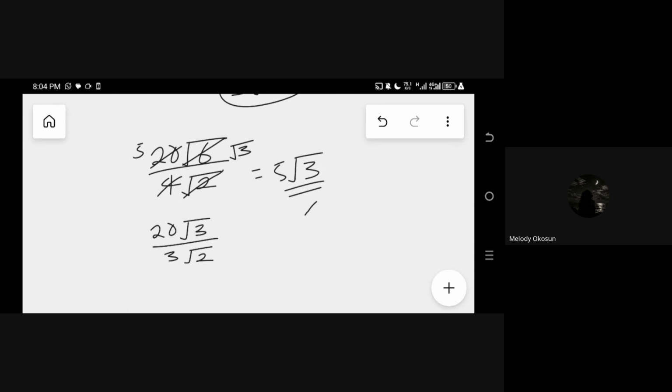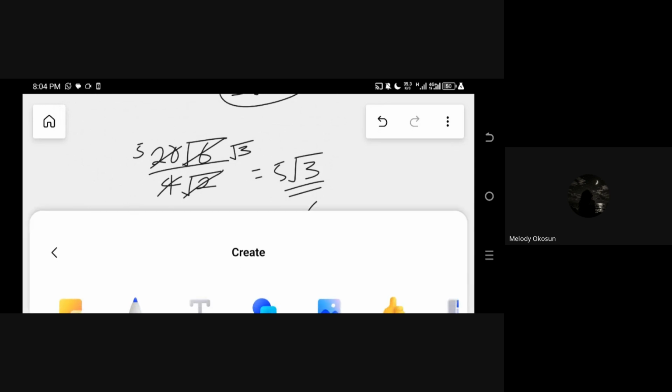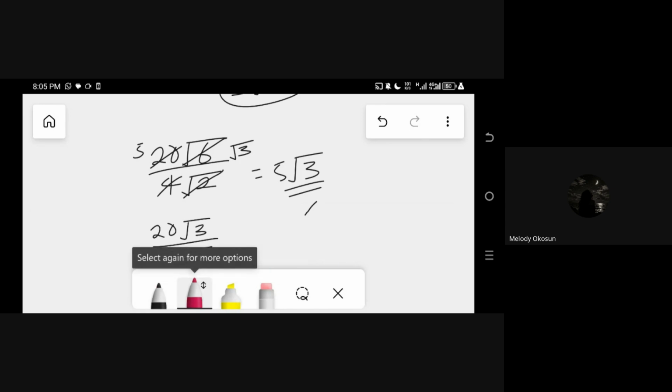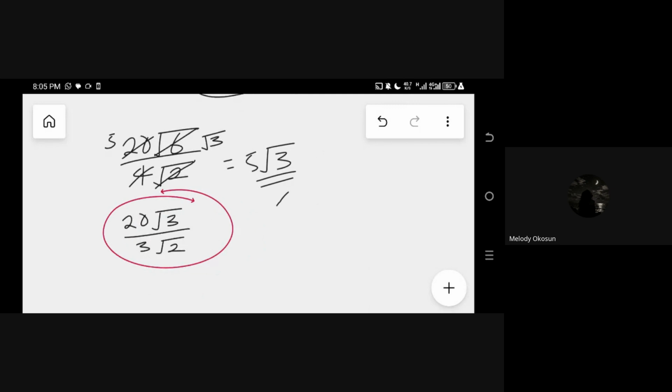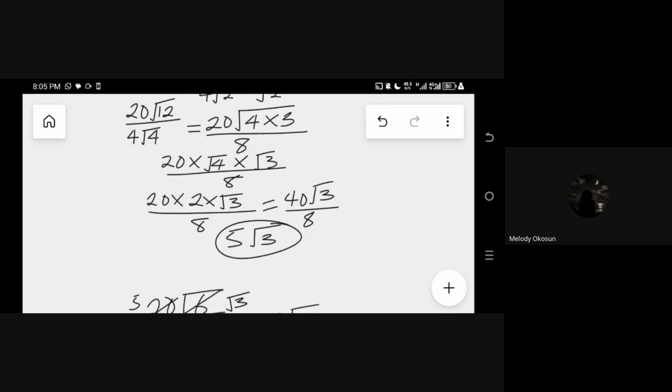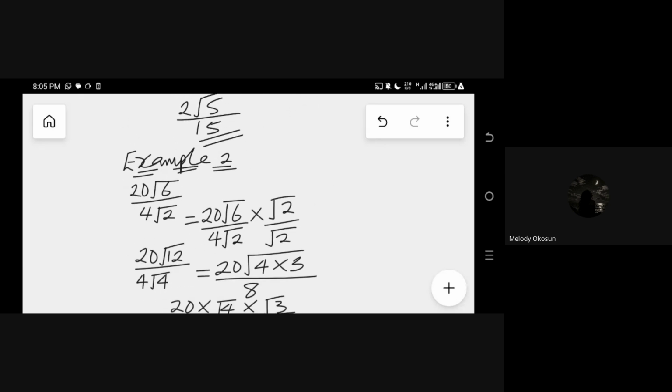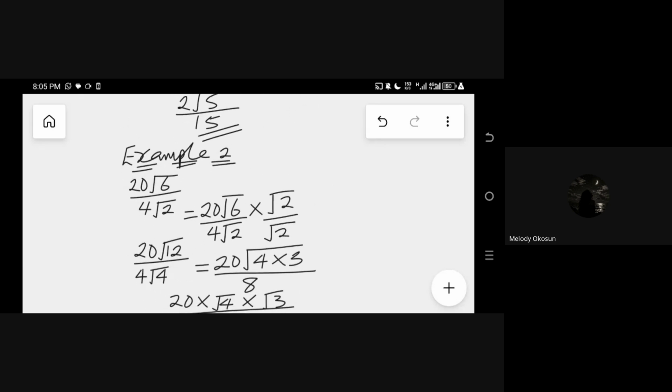Now this question, let's circle it in red. This question circled in red now. You can't do what you just did at the top here because none is divisible. You can't use root 2 to divide root 6. You can't use the 3 outside to divide 20. So you have no choice than to do what you just did here. So that's just it. This is all you do when you're rationalizing.